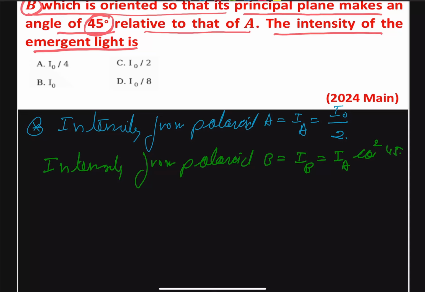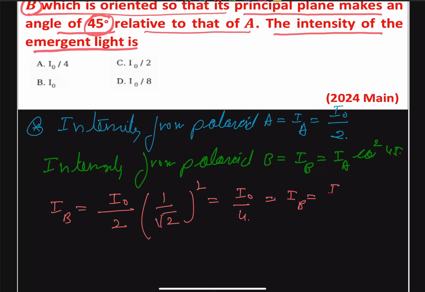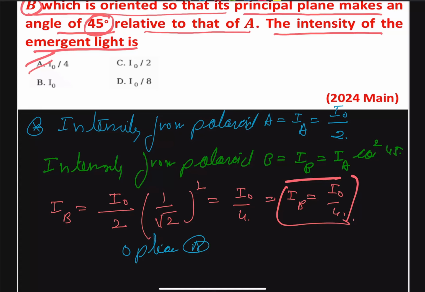IA is already, we know, is I0 by 2, so we substitute it, we get our IB is I0 by 2, and this comes as 1 upon square root of 2 whole square, and this gives us I0 by 4. Therefore our IB is equal to I0 by 4. So option number A is the correct one. Option A is correct.